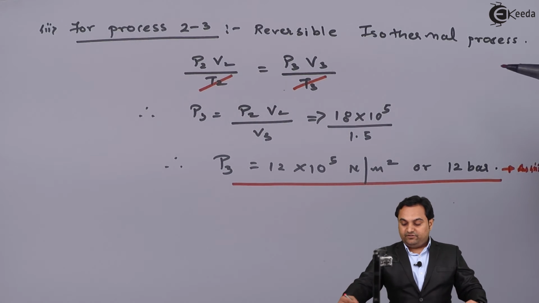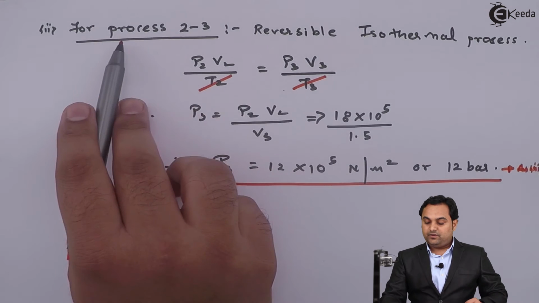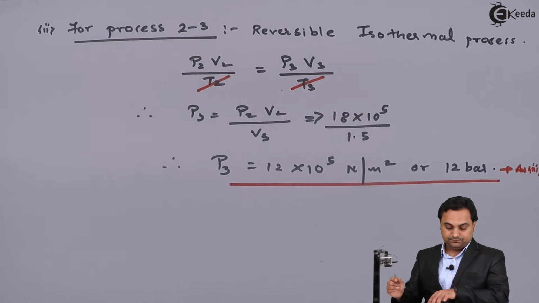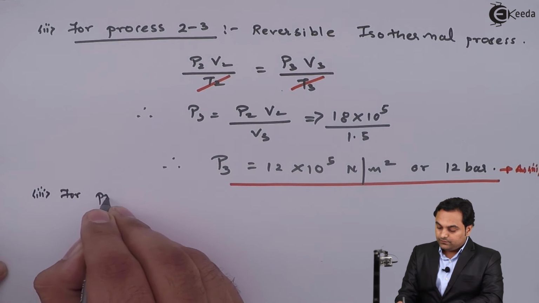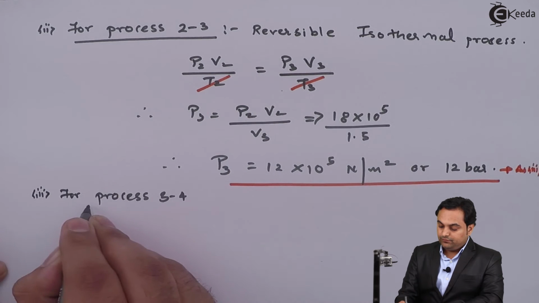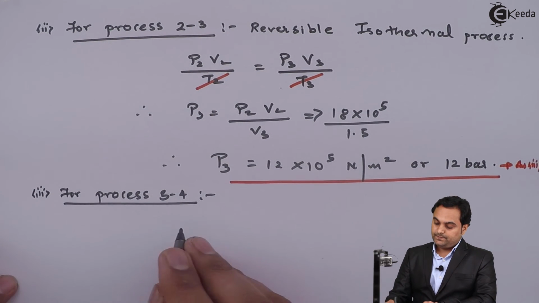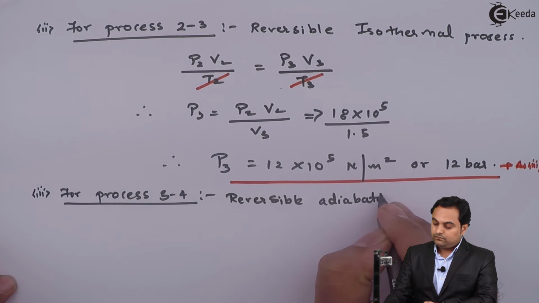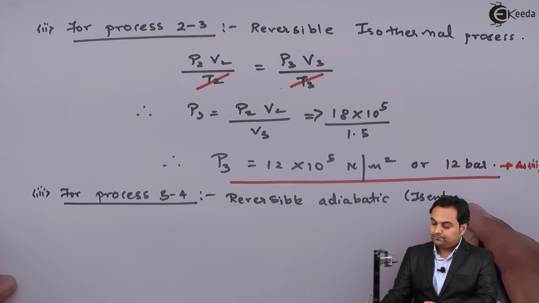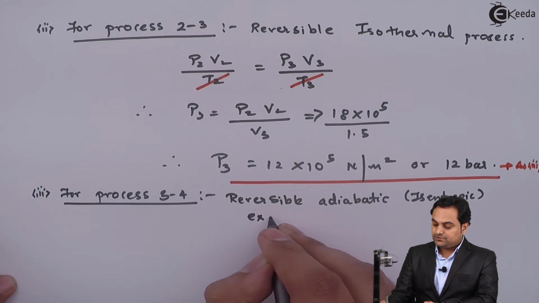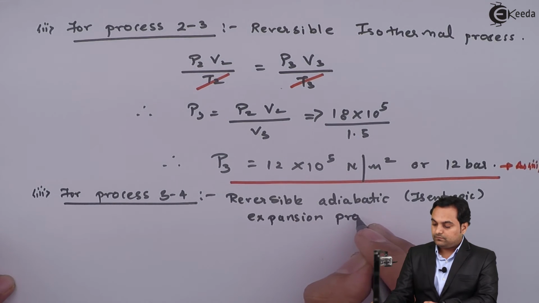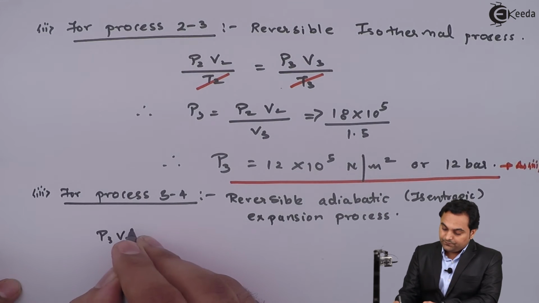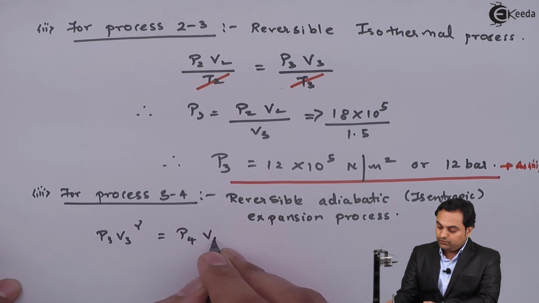Next, after finding the value at point 3, I have completed the process 2 to 3. Next is process 3 to 4. For process 3 to 4, it is a reversible adiabatic, or we can say isentropic expansion process. So for that we can write the relation as P3V3 raised to gamma is equal to P4V4 raised to gamma.